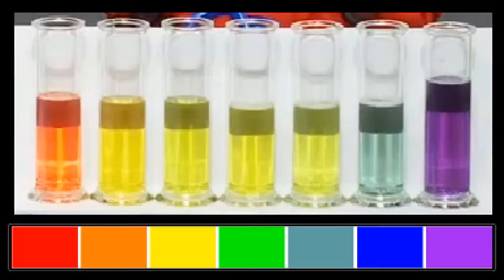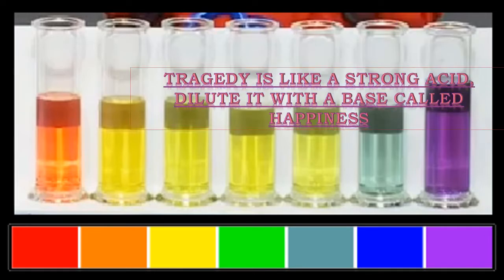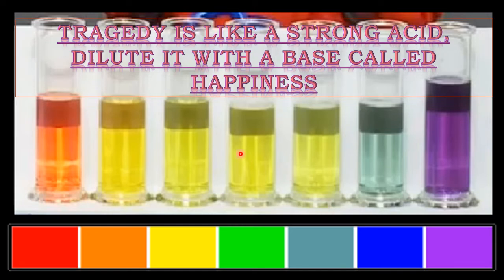Before we go to the topic, a small caption on acid and a base. Tragedy is like a strong acid. Dilute it with a base called happiness. That means in one's life, ups and downs are there. Don't worry. If tragedy comes, which acts like an acid, you have to put a base of happiness. Automatically, it is nullified. That is the meaning of this statement. This is the truth of life. This is the philosophy of life.